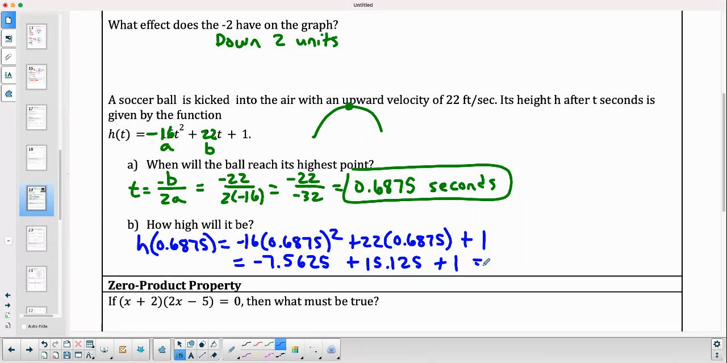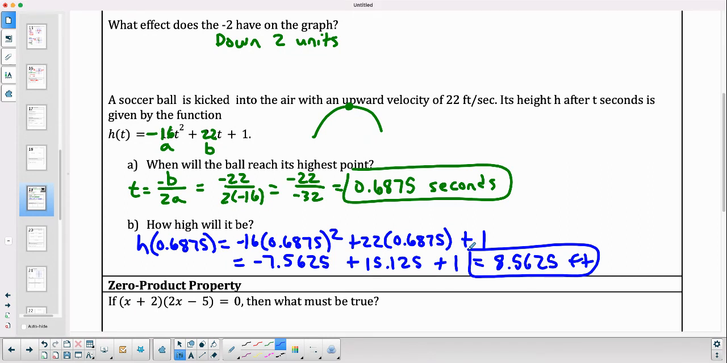So if we add all that up, we end up getting 8.5625. I still haven't rounded, but that's how many feet it would be in the air at that point. So that's a look at what that maximum would be.